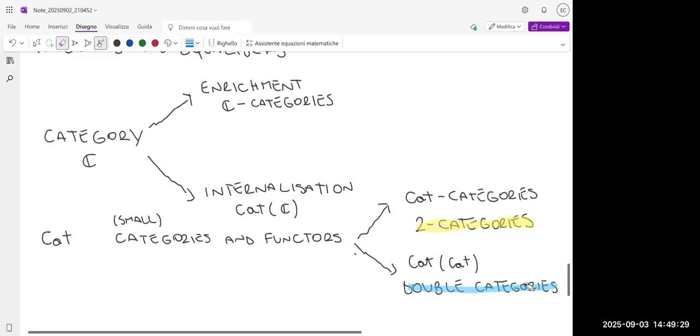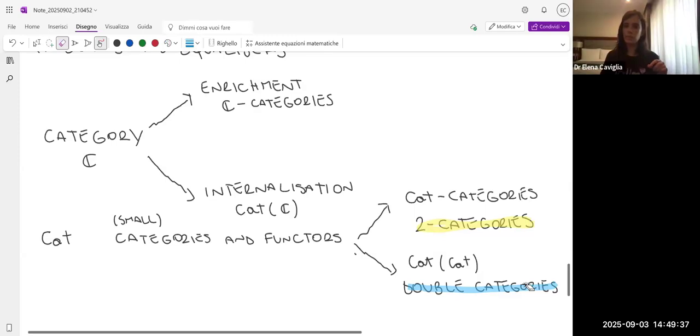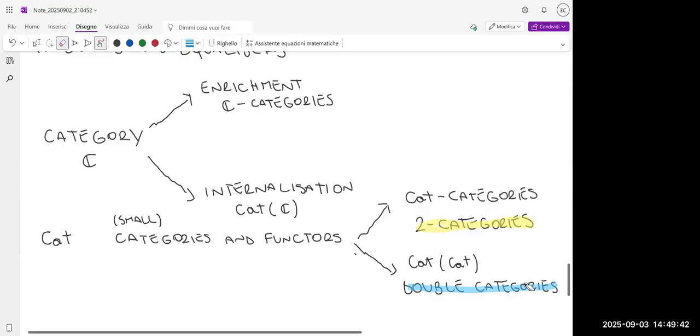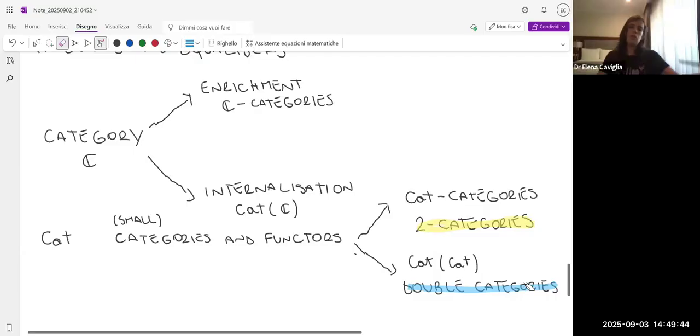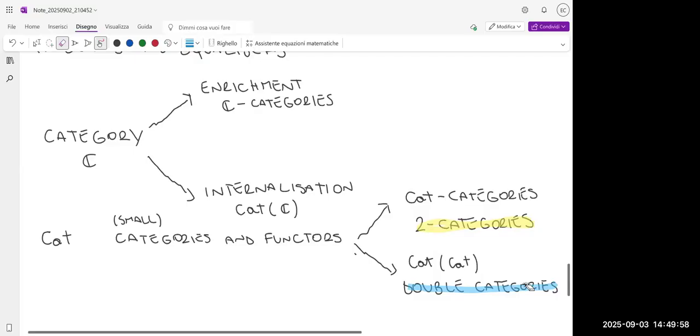I wanted to ask, how can I define a natural transformation in a category? Inside the category, you mean? Like an internal natural transformation? If you have two internal categories, you can define an internal functor between them. And yes, you can also define an internal natural transformation. Okay, thank you.